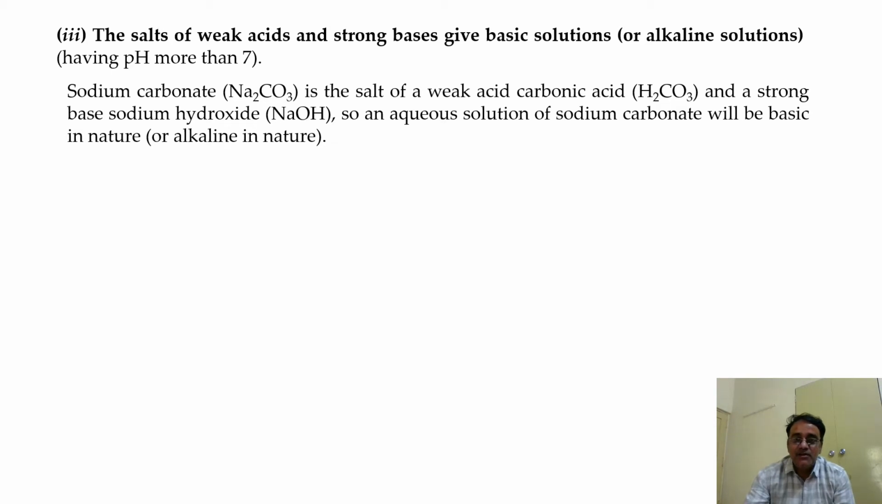Okay, now the next topic: how to write the salt name. So some trick is there to identify the name of the salt also. A salt has two parents, one is acid and the other is base. Okay, so the first part of the name of the salt is derived from the name of the base, and the second part. सॉल्ट के दो पार्ट होते हैं, फर्स्ट पार्ट जो है वो बेस से डिराइव होता है, और जो सेकंड पार्ट जो होता है वो एसिड से डिराइव होता है. So we can take an example, sodium chloride.